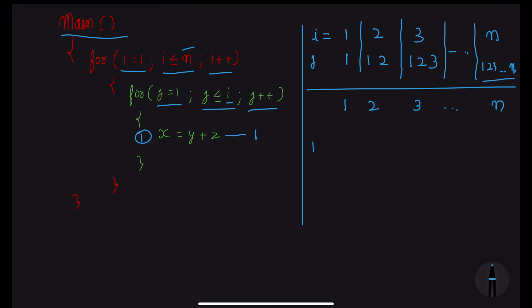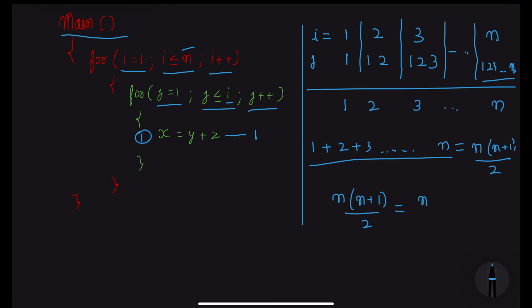Now if we sum up all these values, 1 plus 2 plus 3 up to n, we have a formula here. This is the sum of natural numbers from 1 to n. So the formula is n into n plus 1 by 2. So this is our formula for the sum of natural numbers, and here we can see the pattern is the sum of natural numbers. So our value will become n into n plus 1 by 2, which is equal to n square plus n by 2. So this is our time complexity, and we can write it as big O of n square, because other things can be ignored.